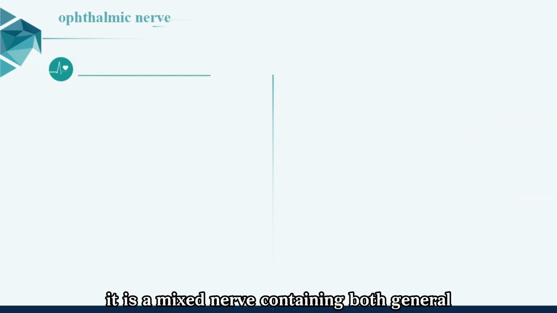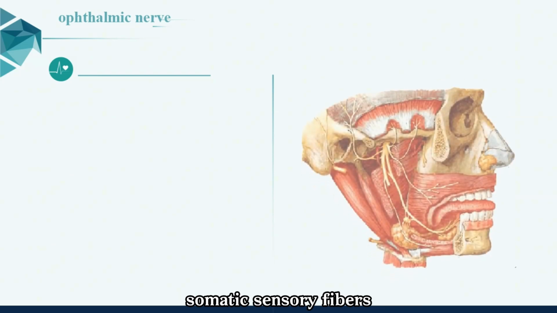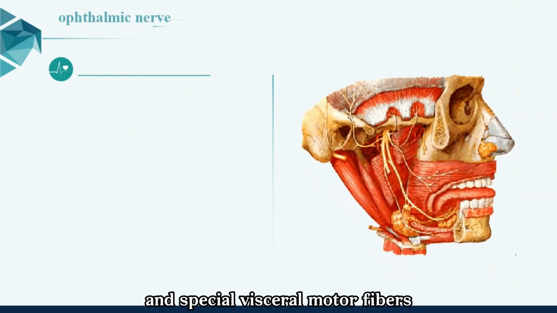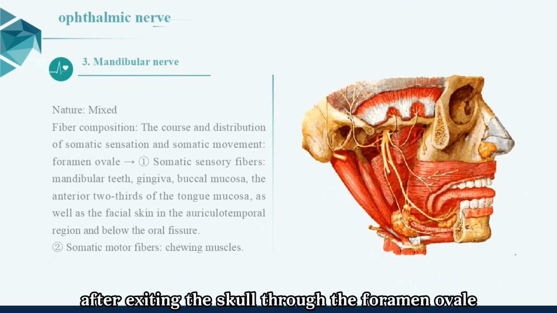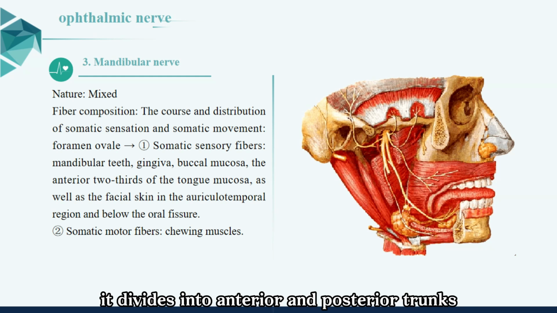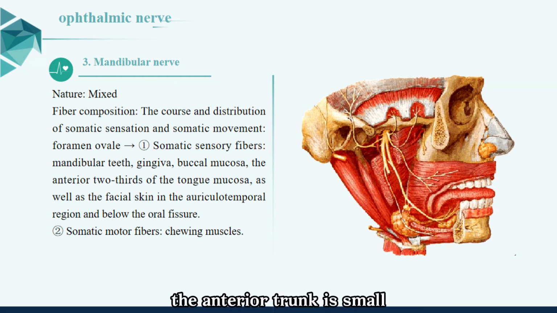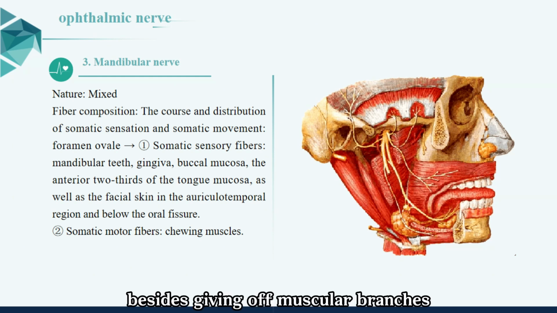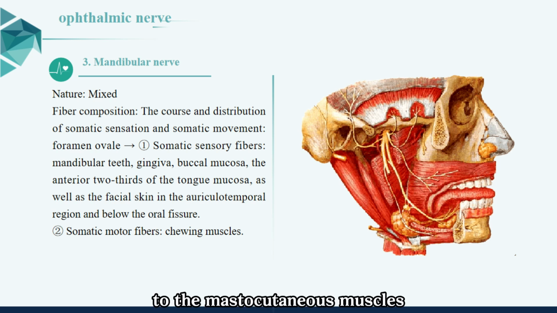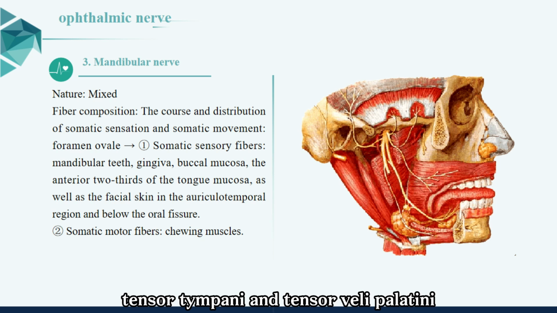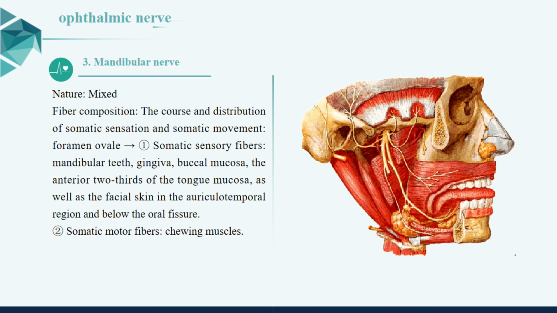The mandibular nerve is the largest of the three major branches of the trigeminal nerve. It is a mixed nerve containing both general somatic sensory fibers and special visceral motor fibers. After exiting the skull through the foramen ovale, it divides into anterior and posterior trunks deep to the lateral pterygoid muscle. The anterior trunk is small, besides giving off muscular branches to the masticatory muscles, tensor tympani and tensor veli palatini. It also gives off a buccal nerve.